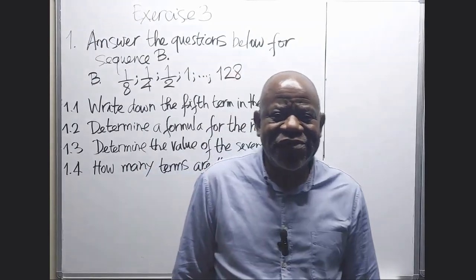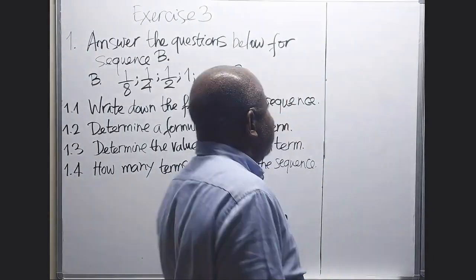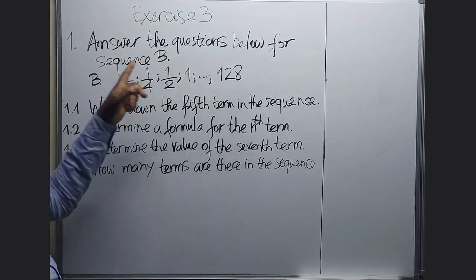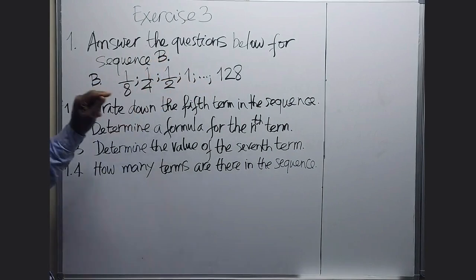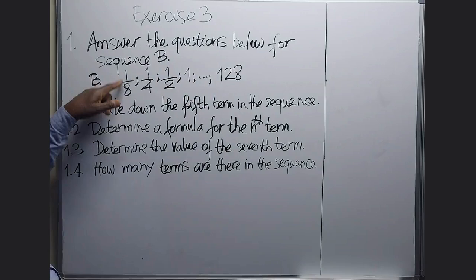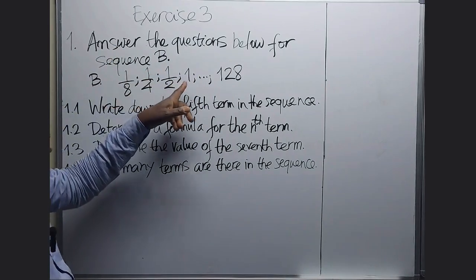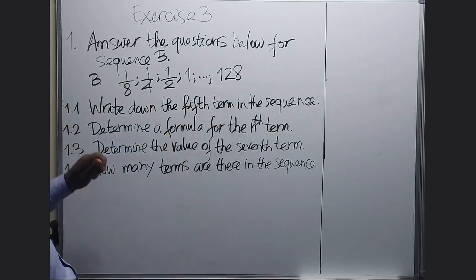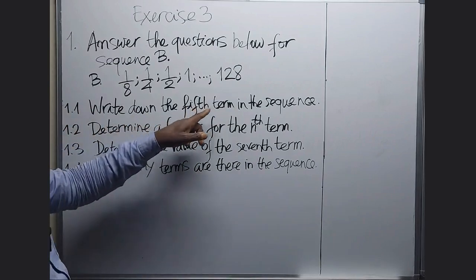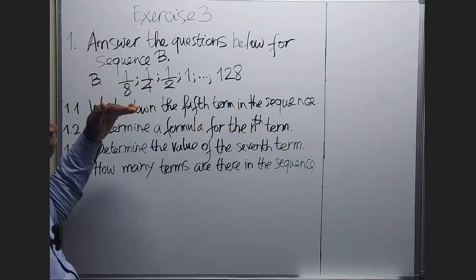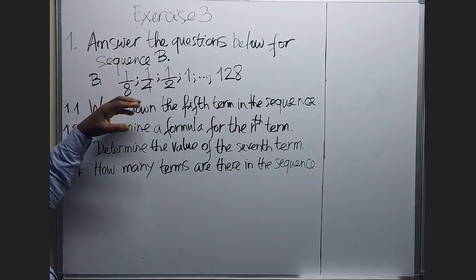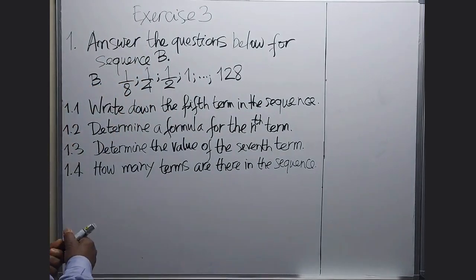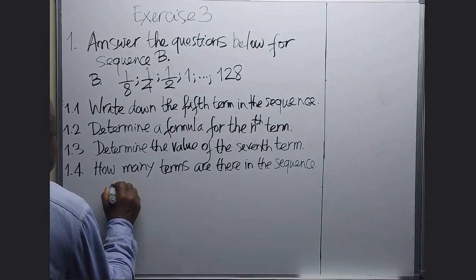We're going to take exercise 3 now. Continue with our session. Answer the questions below for sequence B. Our sequence is 1 over 8, 1 over 4, 1 over 2, 1, and so on, and the last term is 128. So the first question is, write down the fifth term in the sequence. Before we write the fifth term, we will need to get the common ratio as we are dealing with a geometric sequence. So, solutions.